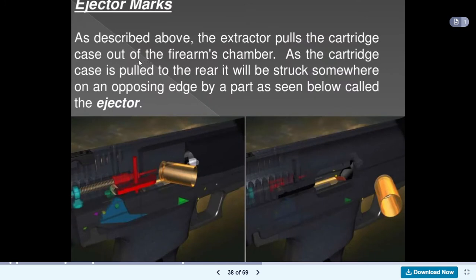So, ejector marks. As described above, the extractor pulls the cartridge case out of the firearm chamber. As the cartridge case is pulled to the rear, it will be struck somewhere on an opposing edge by a part, as seen below, called the ejector. So, opposing edge. Pwede siya mo-eject tungod sa iyang pagawas. So, makita siya og ejector marks.